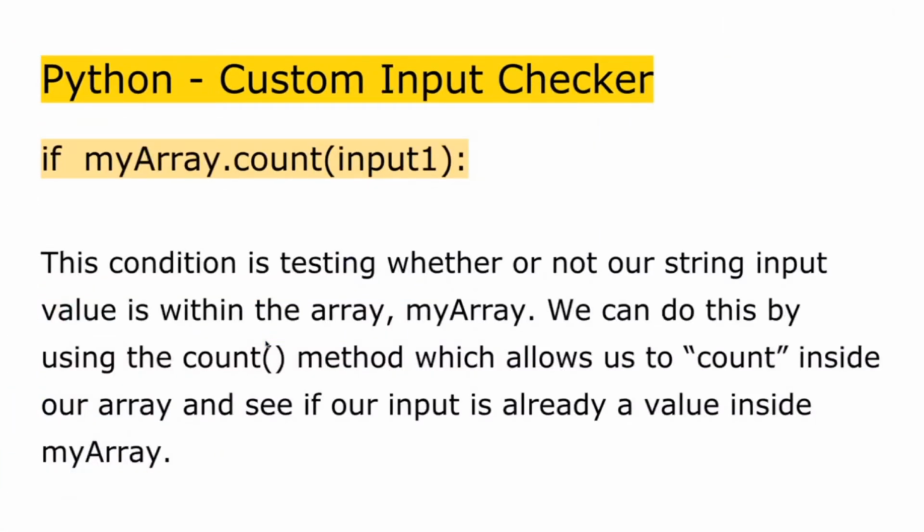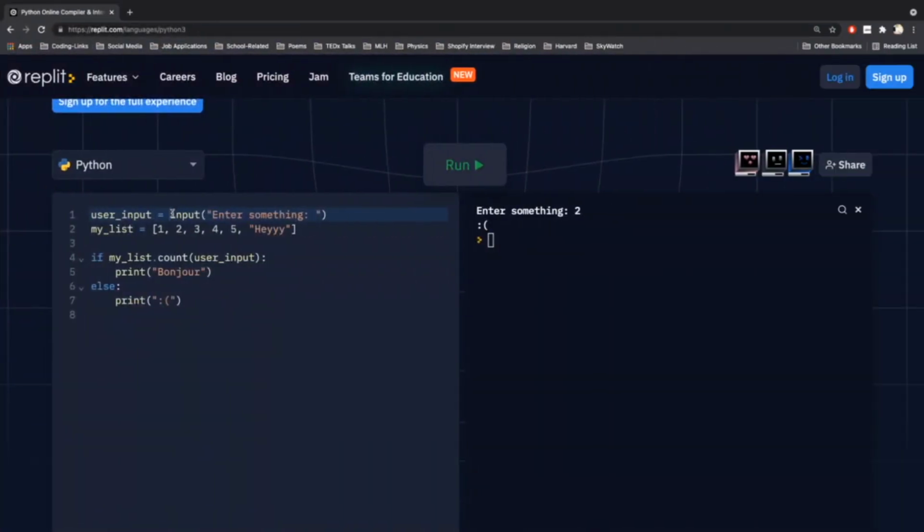Let's see. So the condition is testing whether or not our string input value is within the array, myList. We can do this by using the count method, which allows us to count inside our array and see if our input is already a value inside myList. Okay, let's do string. If myList.count user input.